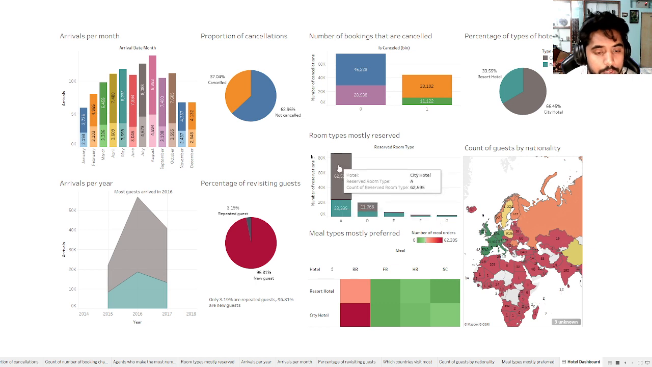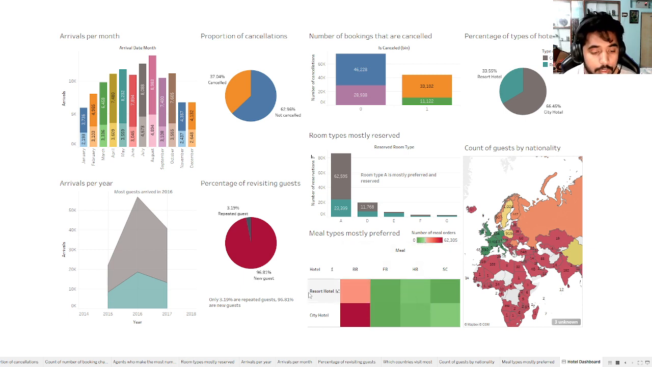So it is the most, followed by room type D, room type E, room type F and G. And then we have created a heat map for the type of meals that is mostly preferred. In this heat map, the color represents the number of meals that are ordered. As we go towards red, it means more ordering, and as we go towards green, it shows less ordering.